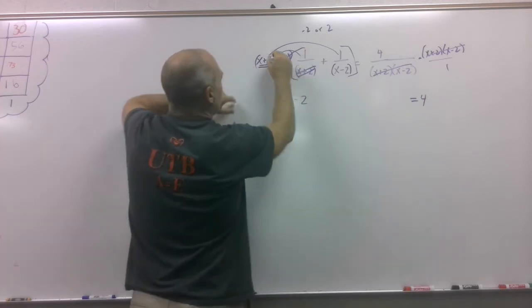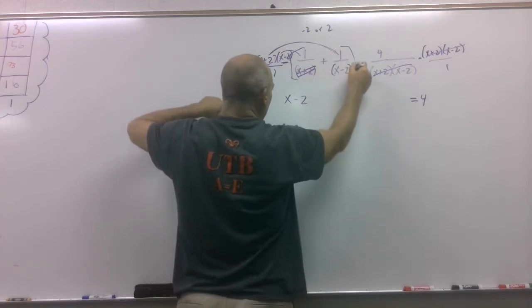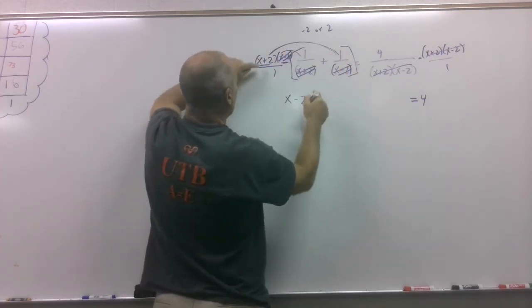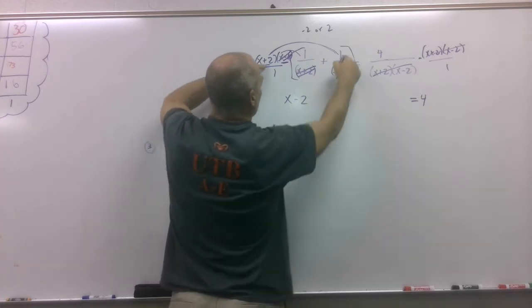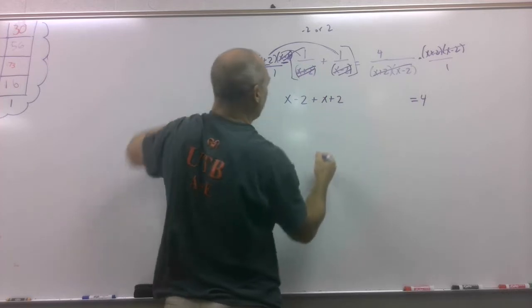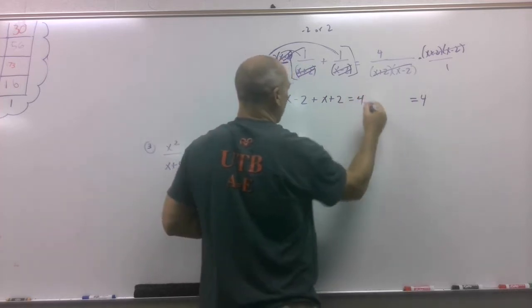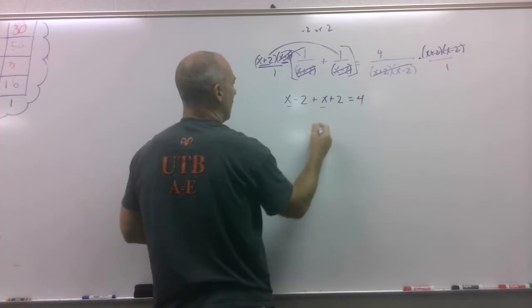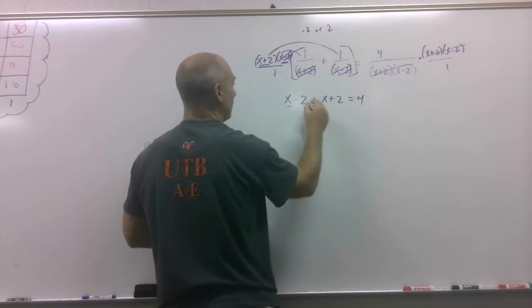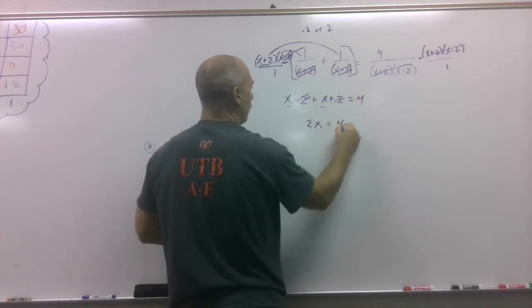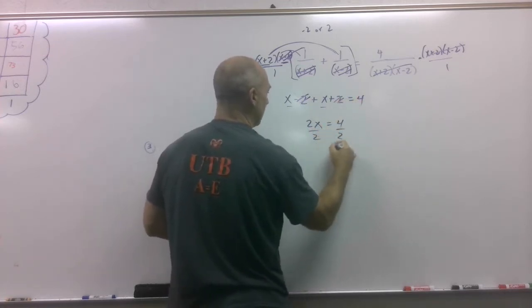But then I've got to do it again. Now x minus 2 cancels with that x minus 2, so I'm left with x plus 2 times 1, which is just x plus 2, equals 4. And again, now I just solve this. X plus x is 2x. These 2's cancel. And I get equals 4, divide by 2, divide by 2, and I get x is 2.